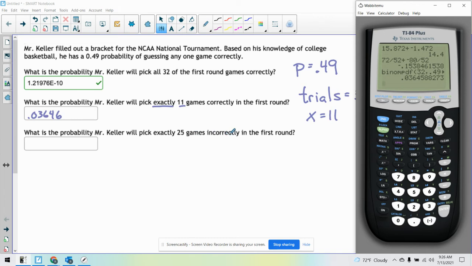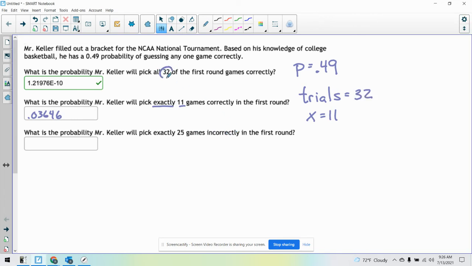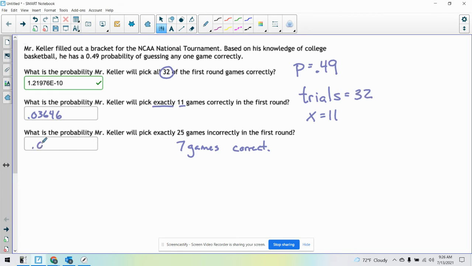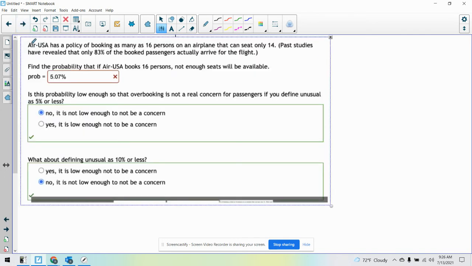All right. What is the probability he'll pick exactly 25 games incorrectly? Well, if he gets 25 games wrong and there's 32 games, that's the same thing as saying he gets 7 games correct. So it's just going to be the same thing, except now we're talking about 7 instead of 11. 0.001116.